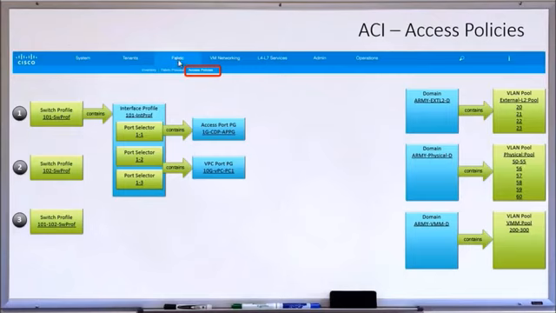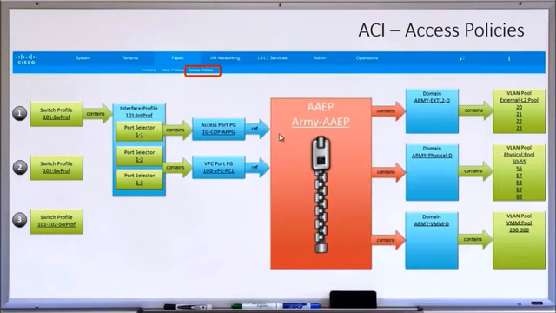So again, we're still under fabric access policies. There's going to be a global policy section, and that is where this next component lives, and that is what's known as the AAEP, or the Attachable Access Entity Profile. You'll sometimes see it referred to as AAEP, sometimes as AEP. Either way, the two terms are pretty much synonymous, but what this basically does is it creates a relationship between, say, our VLANs, which are tied to our domains, and the individual switch ports.